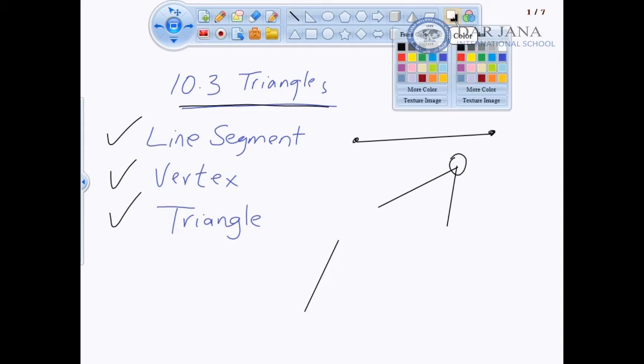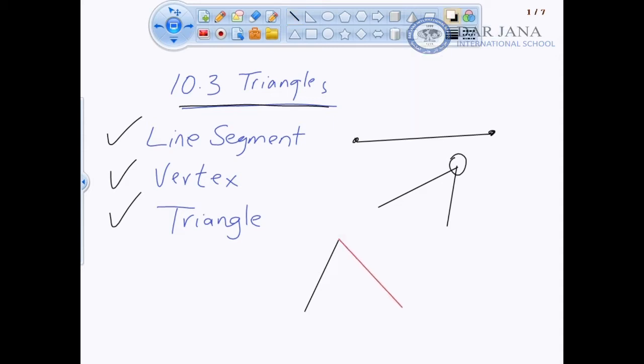See how this is coming together? That's one line segment. That's the second line segment. And here's the third one. All three put together is making a triangle.